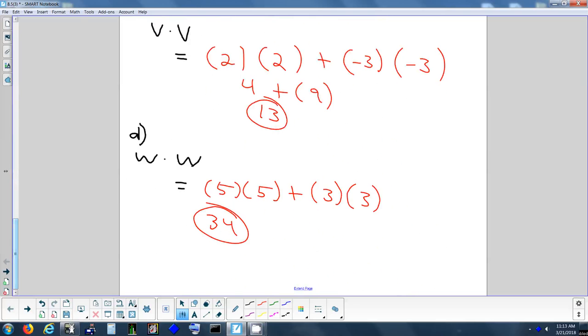Oh, so all you really need to do is find the magnitude and then just square it? Yeah, it's like finding the magnitude, just without doing the square root. It's just something that comes up when you dot a vector with itself.